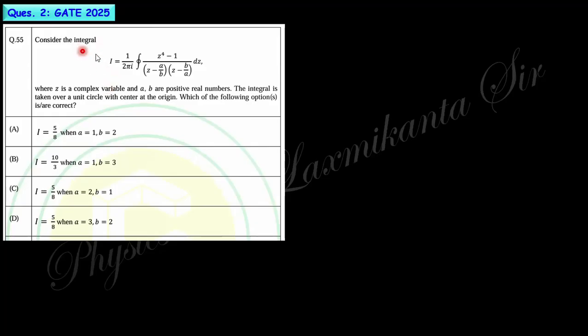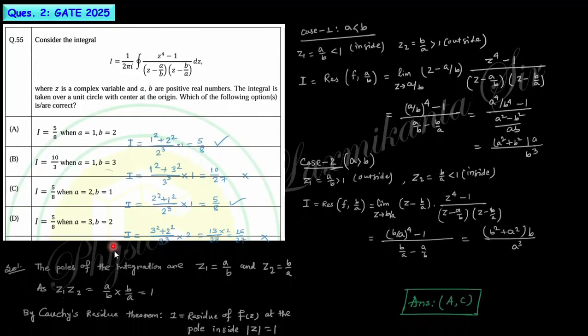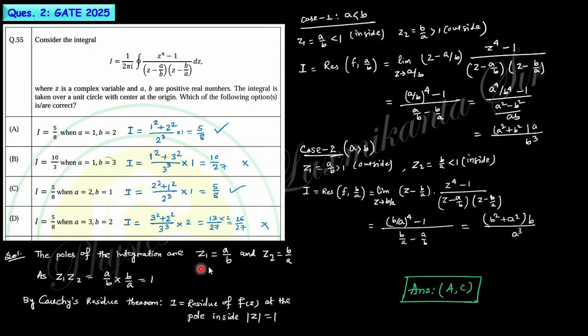Next question says: consider this integral, 1/2πi, in which z is a complex variable, and a and b are positive real numbers. The integral is taken over a unit circle with center at the origin. Which of the following options is correct? So the poles of this integral are at z1 = a/b and z2 = b/a, and their product will be 1.